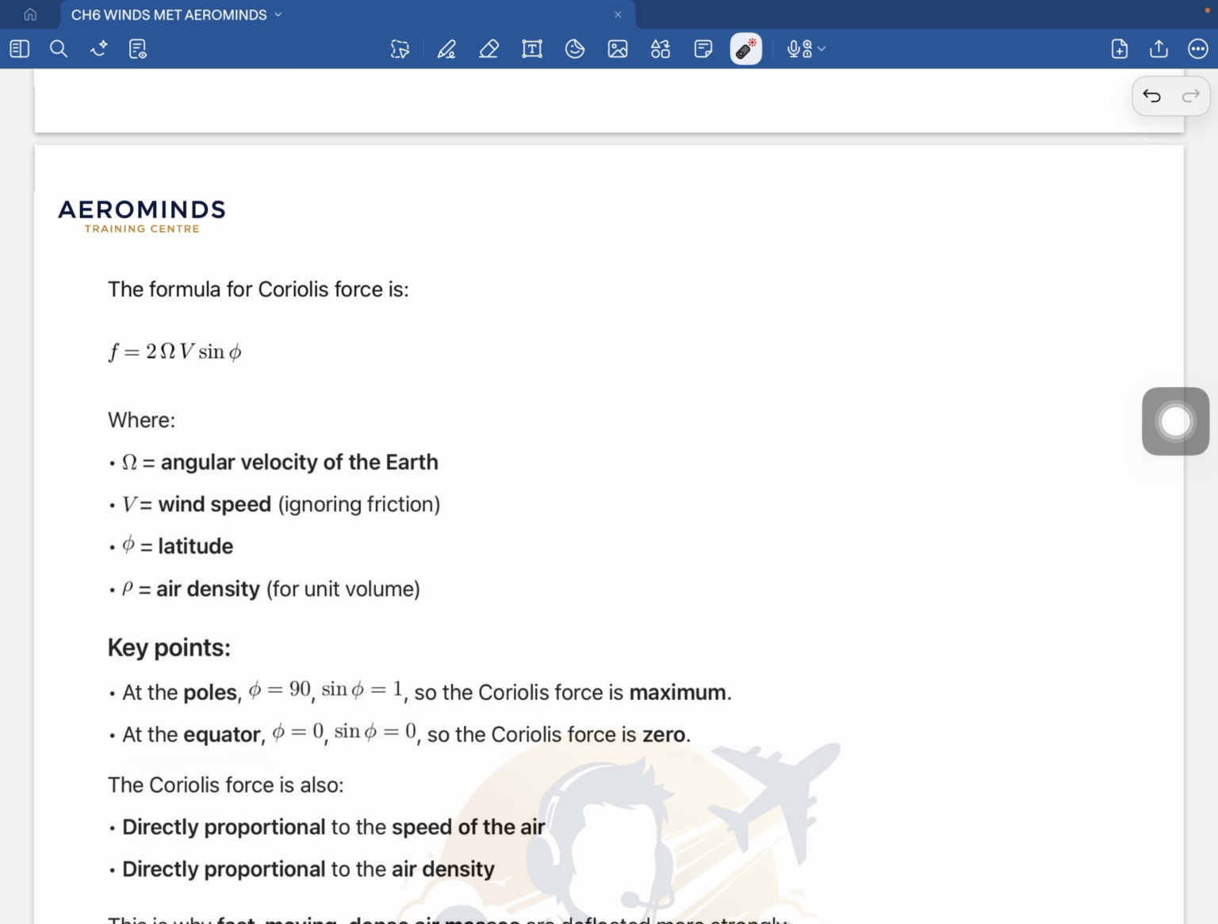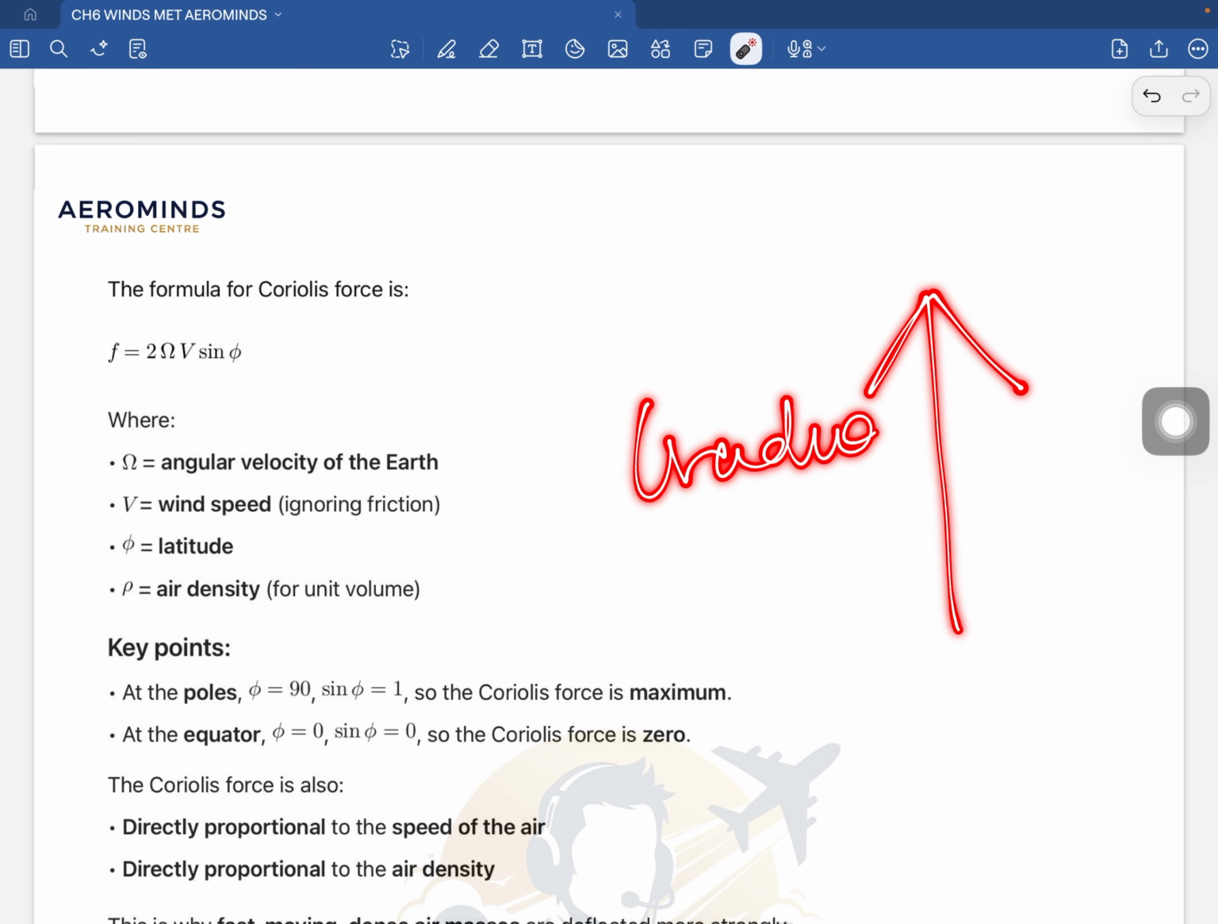It is a very common example question which you can remember. Now remember, at the poles, and rho is the density for a fixed unit. So remember this all. Then comes the key points. At the poles, the latitude is 90 degrees, and sine 90 is 1. So at the poles, the Coriolis force will be maximum. This means the deflection will be the strongest at the poles. As you move from the equator towards the poles, the Coriolis force is gradually increasing. So remember this.